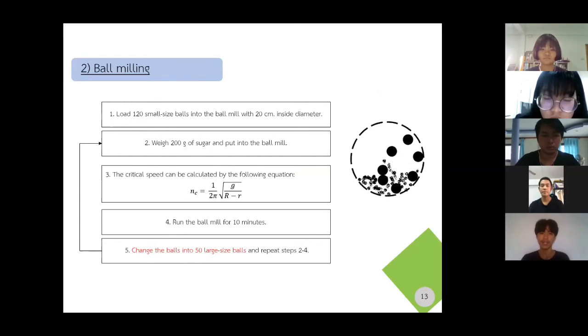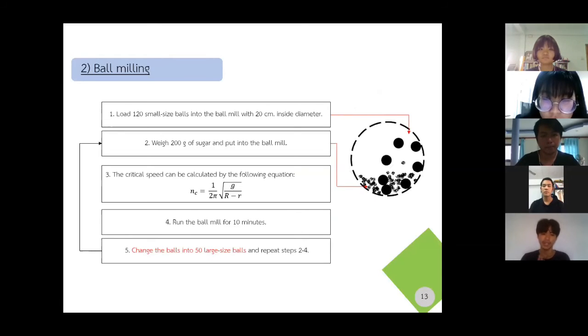Load 120 small size balls into the ball mill with a 20 cm inside diameter. Two, weigh 200 grams of sugar and put it into the ball mill. Three, set the operating speed of the ball mill to be lower than the critical speed. The critical speed can be calculated by the following equation.